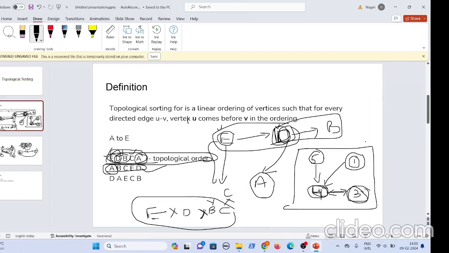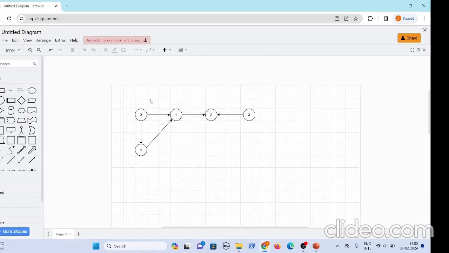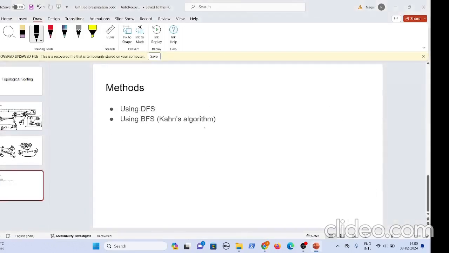Now you have a graph and you want a topological order. Let us say I have this graph. You can consider these courses also. I have five courses, and there is some order in which I should take the courses, and what is the order? To determine that order, there are two ways: one is using DFS and the other one is using BFS. The BFS method is also called Kahn's algorithm. In this video, we'll determine topological order using DFS. In the coming video, we'll discuss the BFS method.